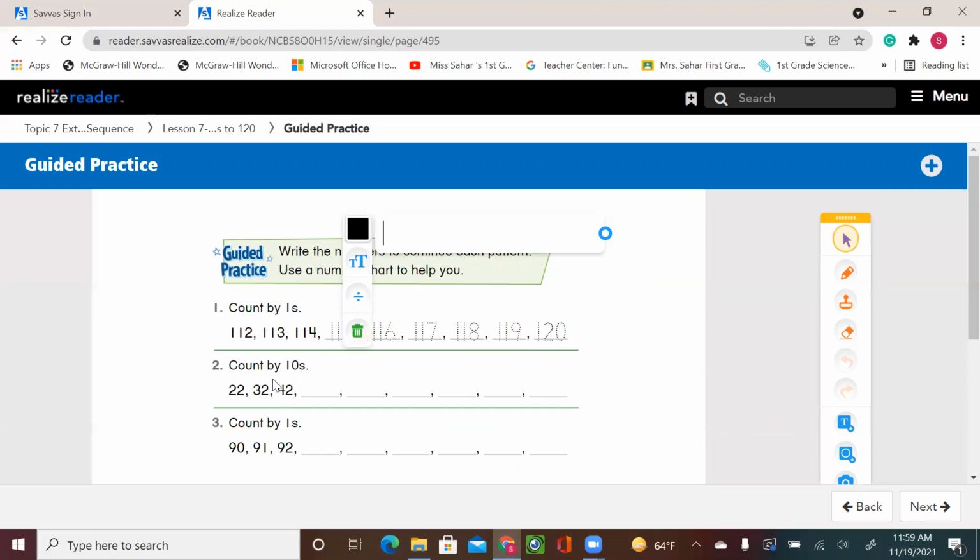Over here, count by tens. So now my tens will increase. It will go up by 1. So 22, 32, 42. Remember, I'm going up by 10. So if you go back to your 100 chart, you will see this one.